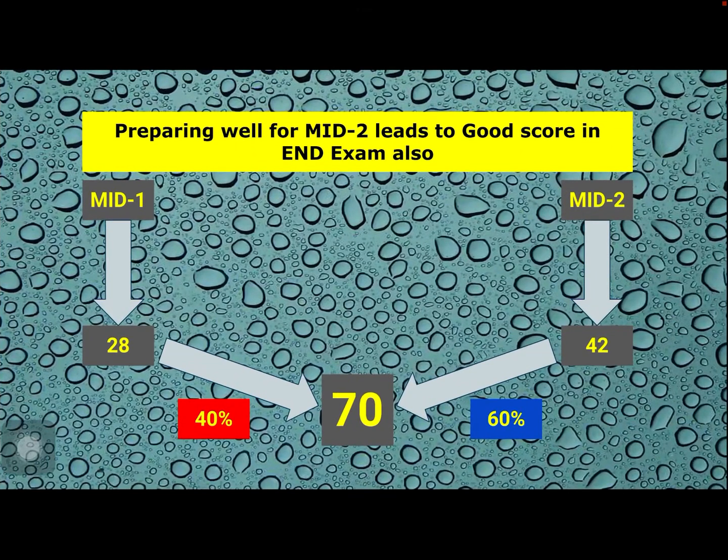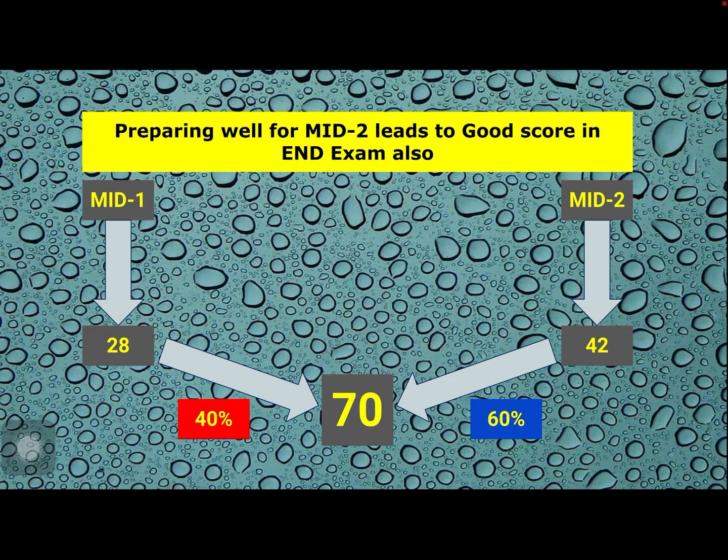So finally, if you prepare well for mid-2, that preparation will lead to a good score in the end exam also. Why? Because mid-1 carries 28 out of 70 and mid-2 carries 42 out of 70 marks. The weightage is 40% from mid-1 and 60% from mid-2. Therefore, more weightage of marks is involved in mid-2 and a smaller percentage of weightage is for mid-1.